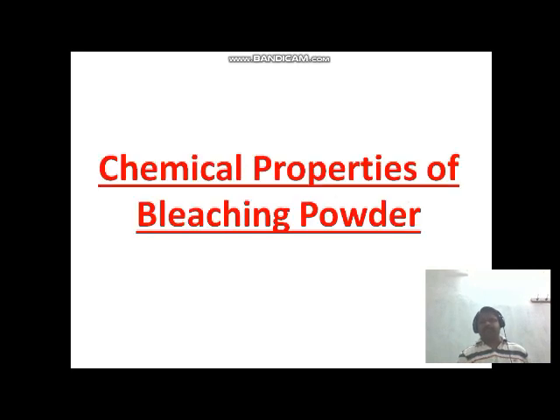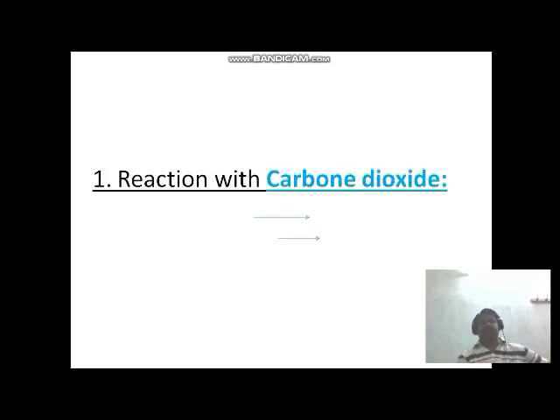So watch carefully. The chemical properties of bleaching powder means how bleaching powder reacts with chemicals, and what kind of chemicals. See here, first, reaction with carbon dioxide. This is important. Already I told you that bleaching powder has a basic nature. When you place red litmus paper, it converts to blue color, and the substance which converts red litmus into blue contains basic nature. Carbon dioxide contains acidic nature.